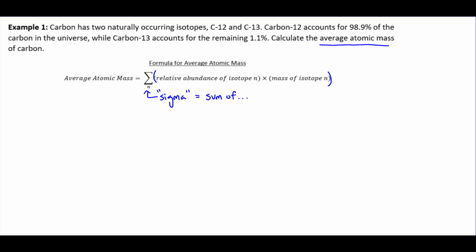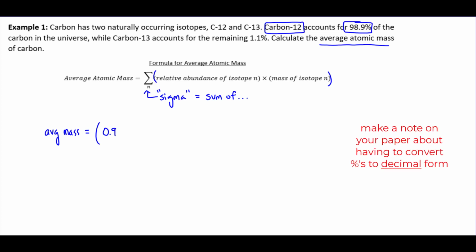The average atomic mass, I'm just going to call it the average mass to save a little bit of writing, that's going to be equal to the sum of the relative abundance of isotope N. And so for that, we just go back and find the relative abundance of our first isotope, that's carbon-12. So I'm going to say that that is 98.9%. But if we're going to do this math, we have to do percents as decimals. So 0.989 multiplied by the mass of isotope N, and that's 12.